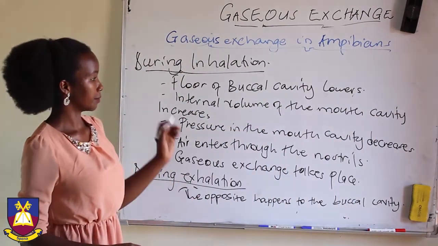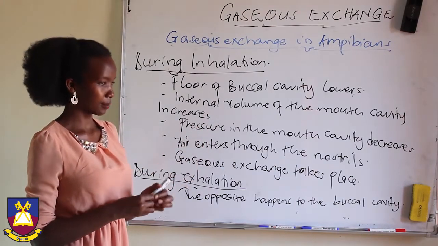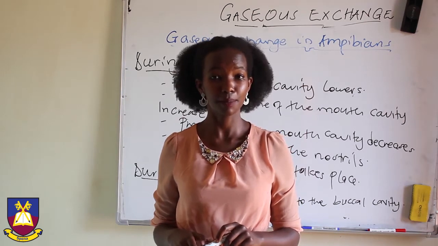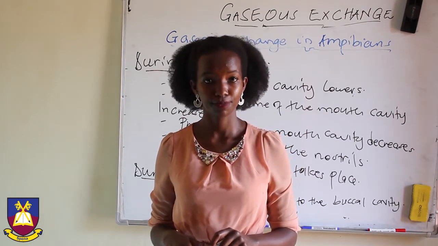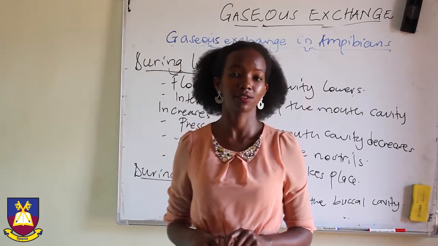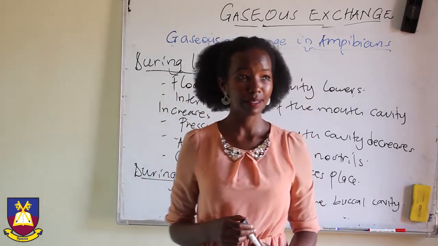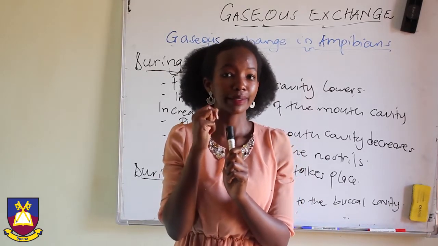That's a summary. The floor of the buccal cavity lowers, and the internal volume of the mouth cavity increases. Now, actually this is the very same thing that happens to you when you're drinking through a straw. If you can do that right now, that will help us very much so that you understand the concept right now.